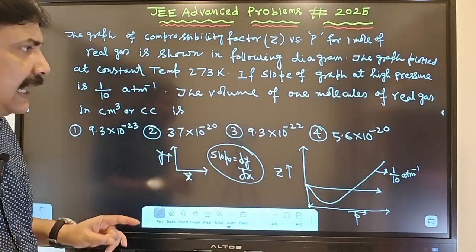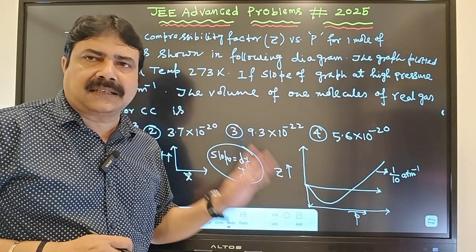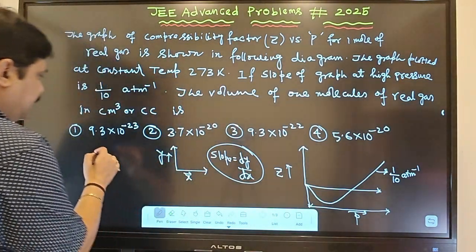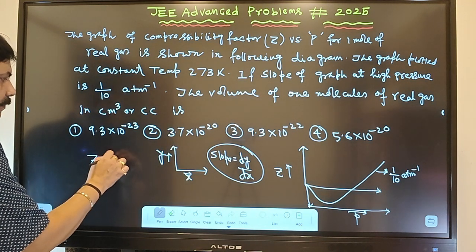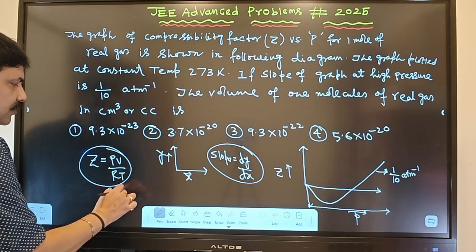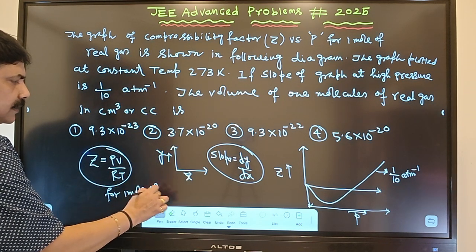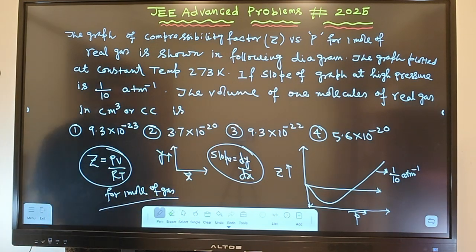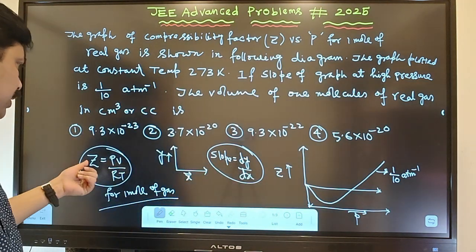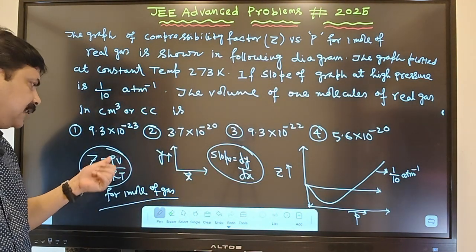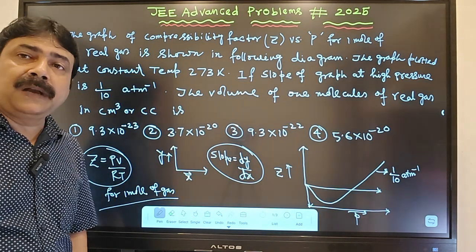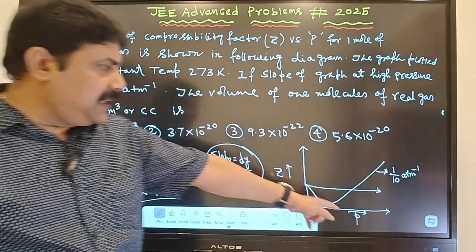Now before going to that, we will do the compressibility factor. What is the compressibility factor? That compressibility factor is Z. Z will be equal to PV by RT for 1 mole of gas. If it is n mole, then immediately we can write PV by nRT. That's why here we took 1 mole. So that's why Z equals PV by RT. And that Z is plotted against the pressure.